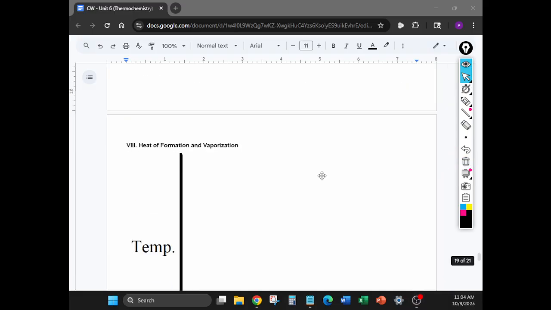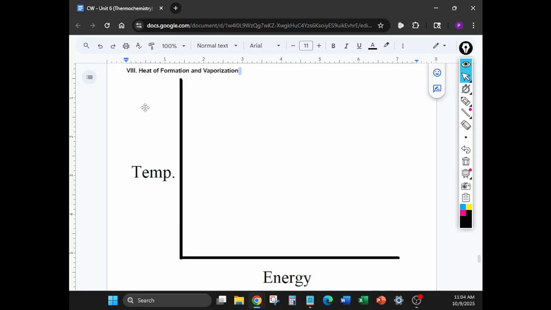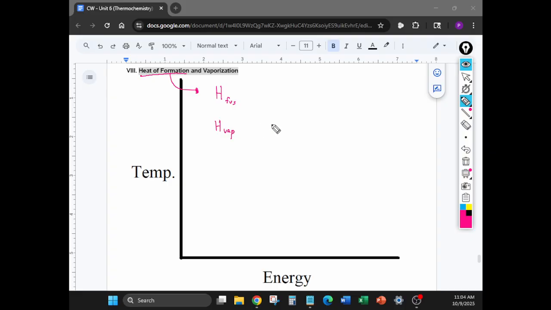All right, let's move on to the last topic for the unit. The last topic for the unit is something called heat of formation and heat of vaporization. Now, this has different abbreviations. Heat of formation, we'll talk about that in a sec. The variable is usually going to be H, and then they also call it fusion, so H fus. And then vaporization, H vap. Okay, so those are the variables that we'll usually see for it. We'll talk about what that is in a second, but just write down the variables for now.